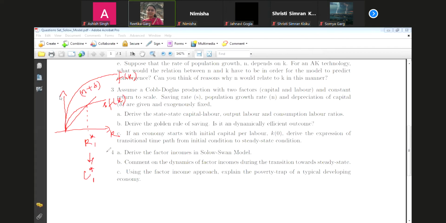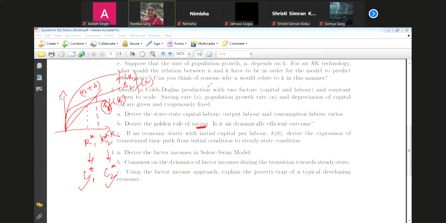Now, let this be S1. If you were to change the saving rate, then you would get another corresponding level of K2 star. So suppose the saving rate were to change from S1 to S2, let it be higher. Then you will get some K2 star and correspondingly you will get C2 star also, right? Now, the golden rule of saving says that you want to find that saving rate which is going to give you the maximum value of consumption. And that is what is called the golden rule of saving.